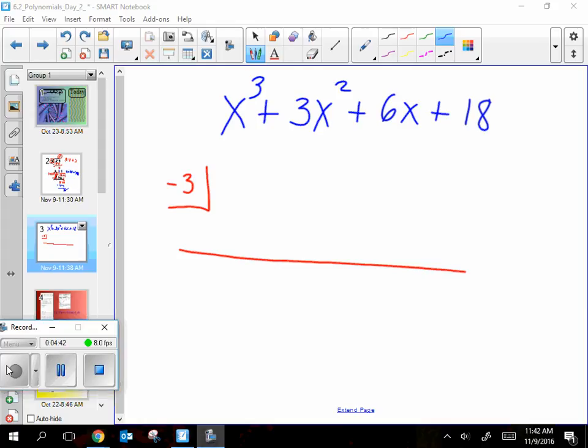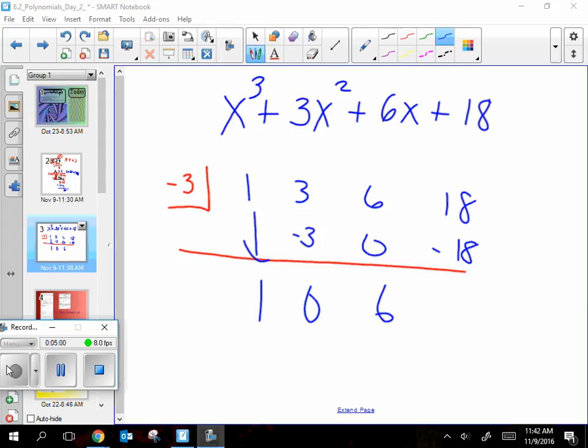Okay, so the -3 is the root or the 0, and I'm going to now do synthetic to see what, drop it like it's hot, it factors to. -3, add them, multiply them, add them, multiply them. Did you get a 0 at the end? That's a good sign. Okay, so that means this thing factored.